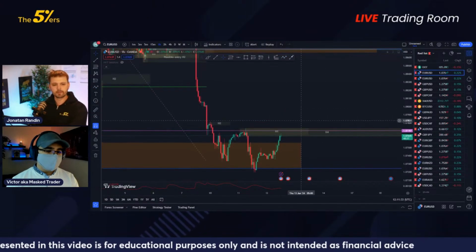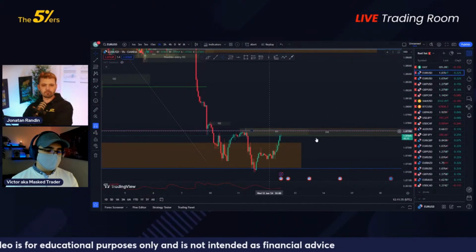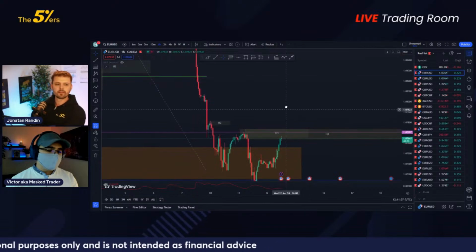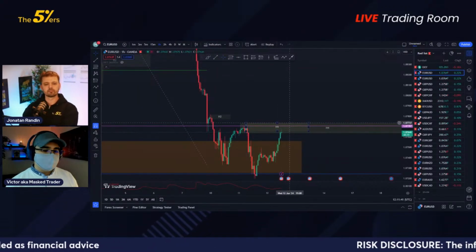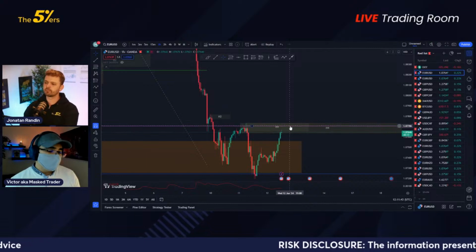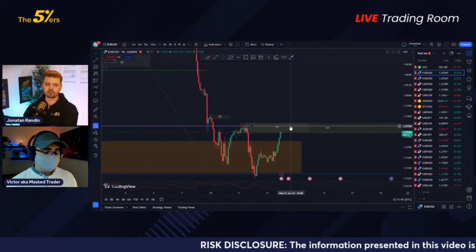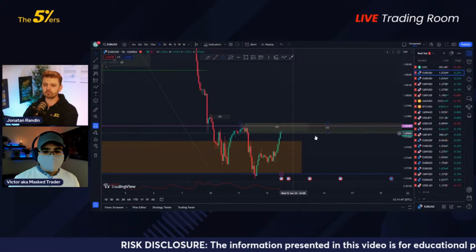And that's why, even though it is within an H4 H1 supply zone, I think your TP is very realistic. I could have been in that trade as well, so I agree with that direction.